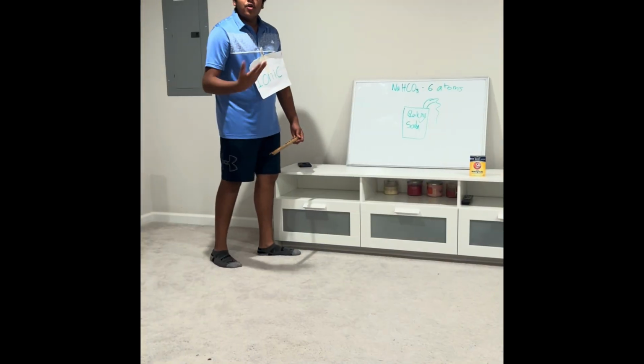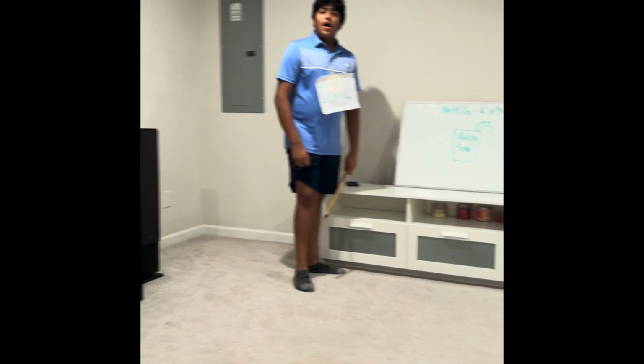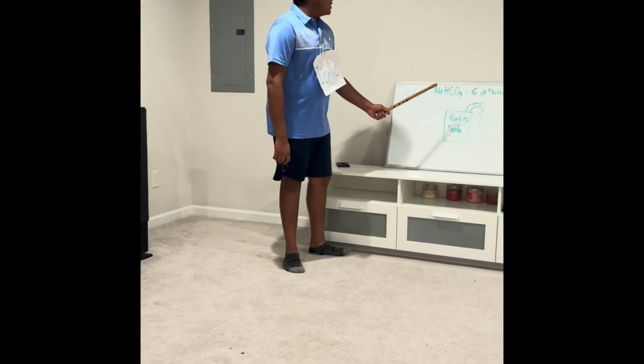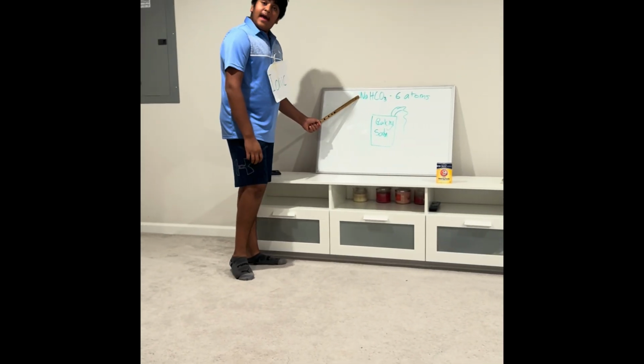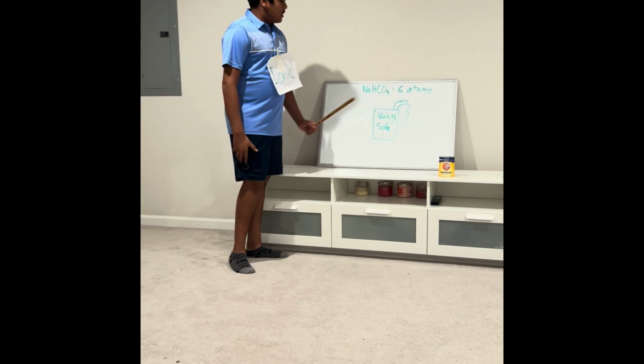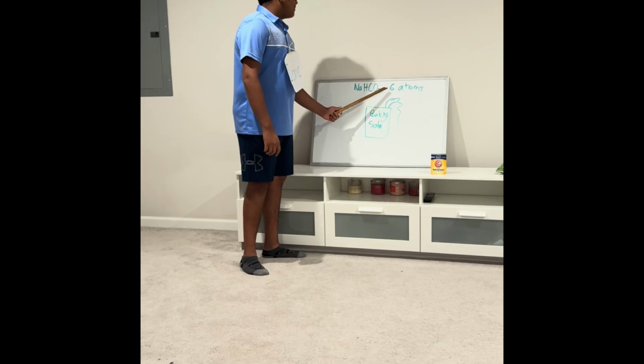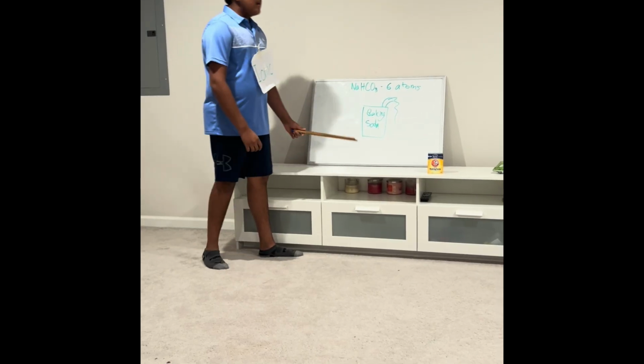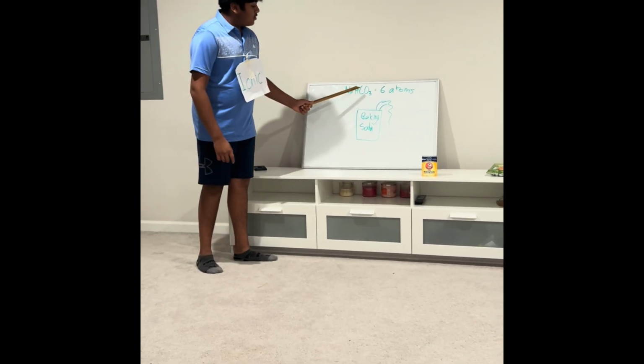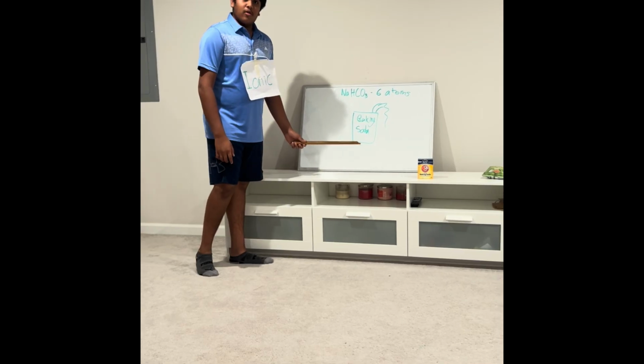Another real world example of an ionic bond would be sodium bicarbonate. Na sodium, H hydrogen, C carbon, O oxygen, 3 oxygens. And that is 6 atoms. And this is baking soda.